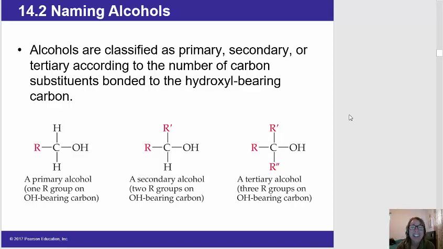Alcohols are classified as primary, secondary, or tertiary according to the number of carbon substituents that are bonded to the hydroxyl-bearing carbon. So if we look at our first example on the left here on this slide, we see an example of a primary carbon where the R or carbon-containing group is highlighted in red. Primary alcohols always have a carbon that is bonded to two hydrogens, one hydroxyl group, and then one R group.